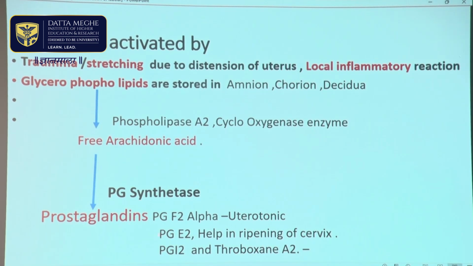What are the prostaglandins which are formed? Prostaglandin F2 alpha is a uterotonic, prostaglandin E2 helps for the ripening of the cervix, and prostaglandin I2 and thromboxane A2 are also formed, which help for the onset of labor pains.